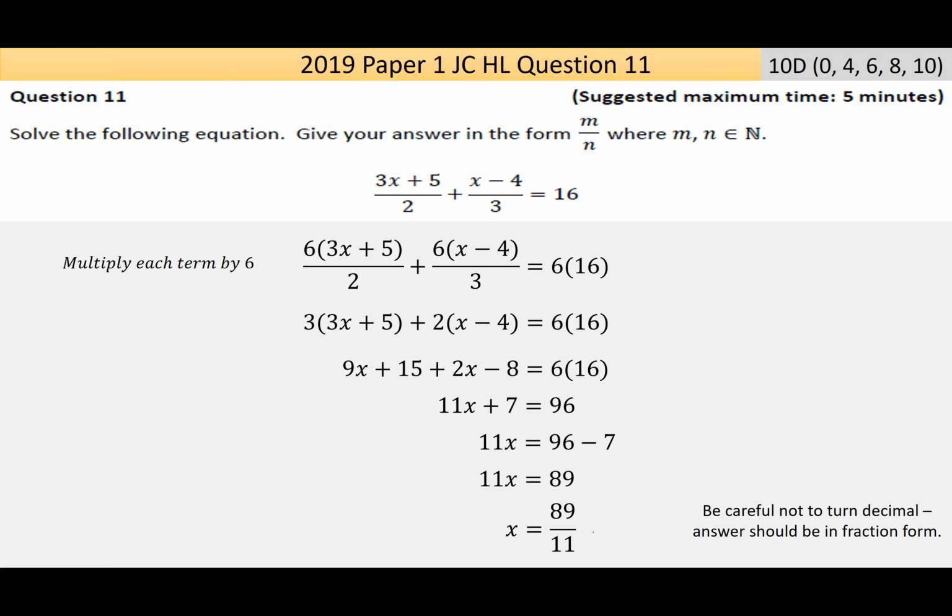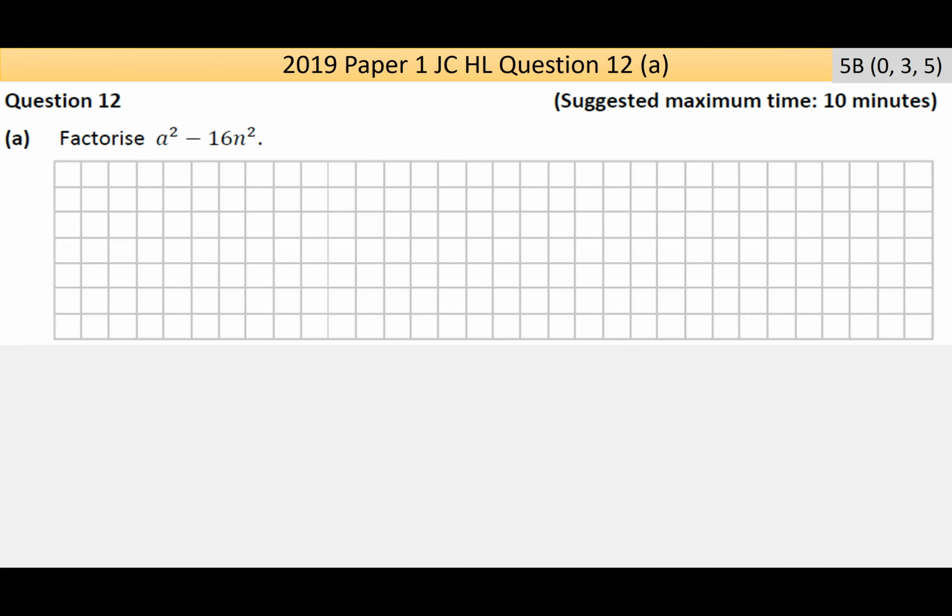Now you don't need to go any further because that's the answer. And that should be it for question 11. So see you on question 12.